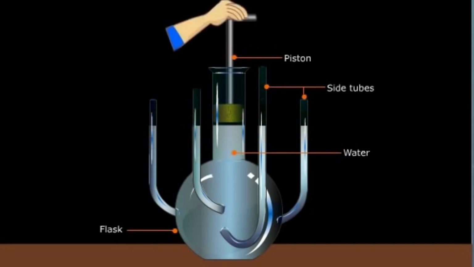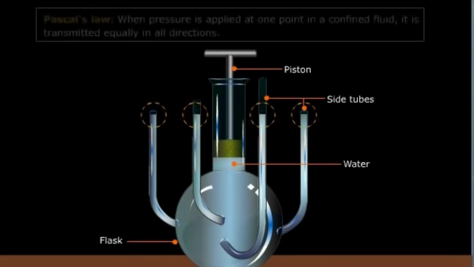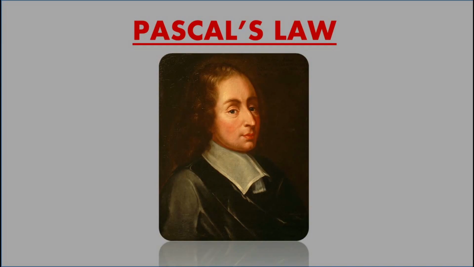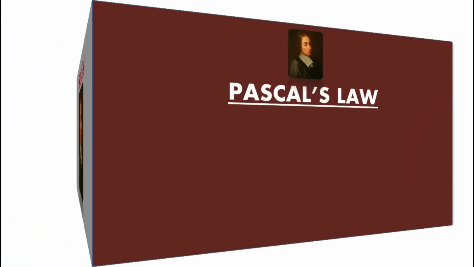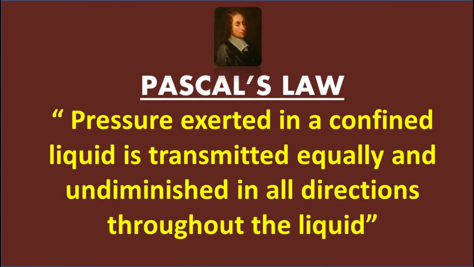Now, if we push the piston downwards, or if we exert pressure on the piston, the level of water in all the side tubes rises to the same height. This happens because pressure exerted anywhere in a confined liquid is transmitted equally in all directions. This is called Pascal's law. So, according to Pascal's law, pressure exerted in a confined liquid is transmitted equally and undiminished in all directions throughout the liquid.